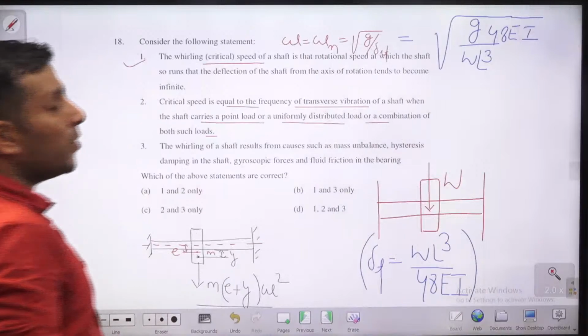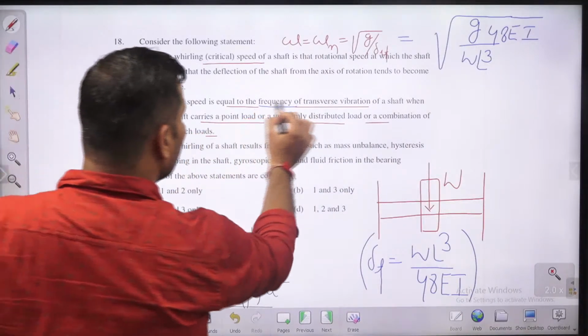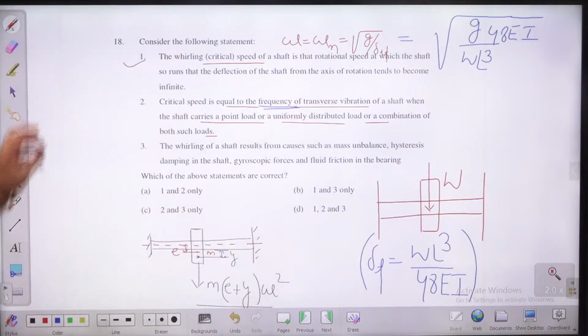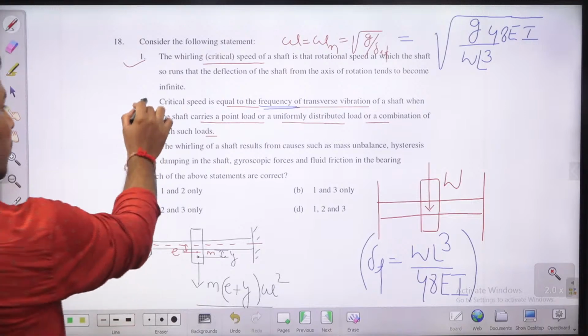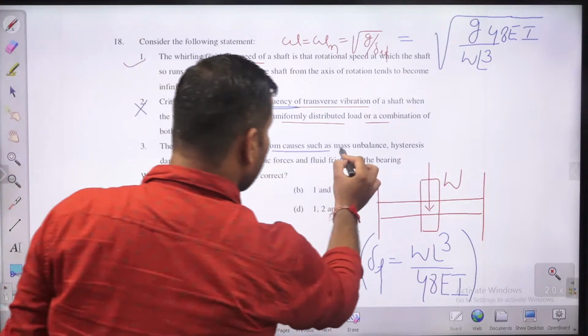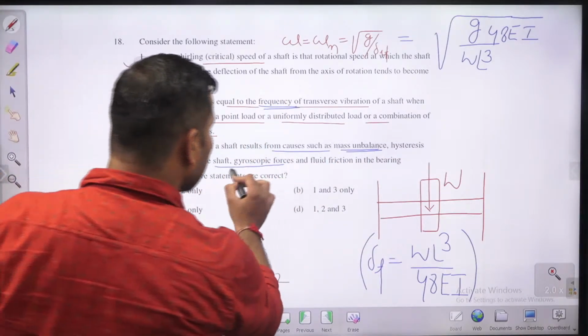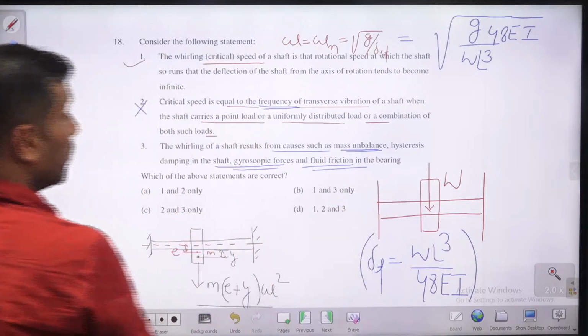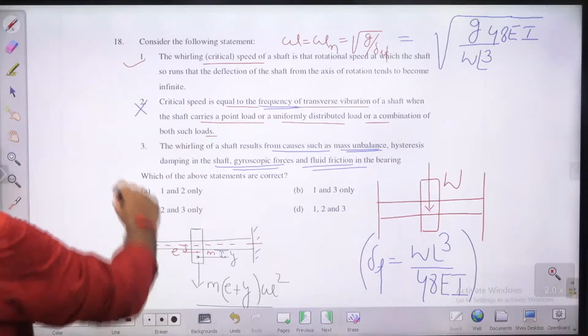So this is the critical or whirling speed. Okay, it is not going to depend on what. This is not the frequency. Critical speed is the natural frequency where omega becomes omega n. So this is not right. The whirling of the shaft results from causes such as mass unbalance. Very right. High surface damping, and yes, some kind of gyroscopic forces or fluid friction in the bearing can also induce some kind of whirling of the shaft. So this is also right.